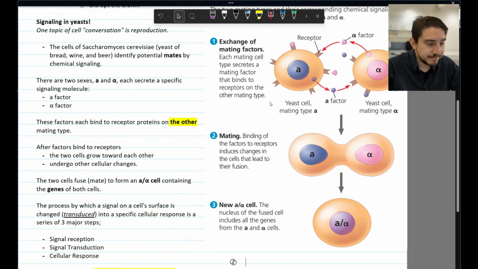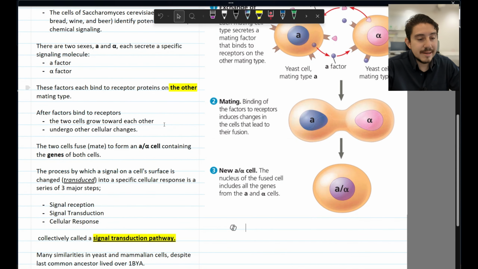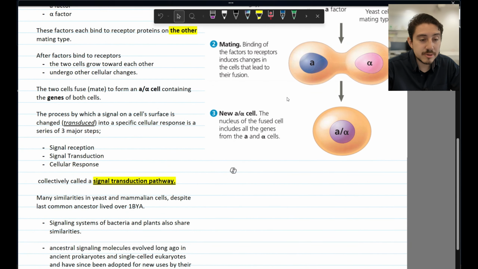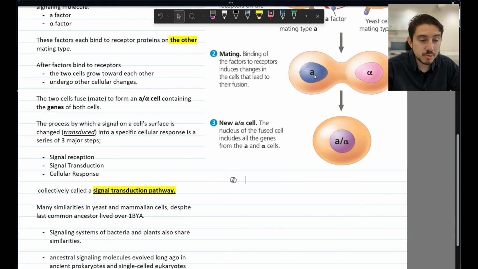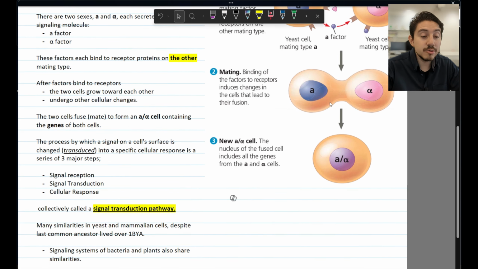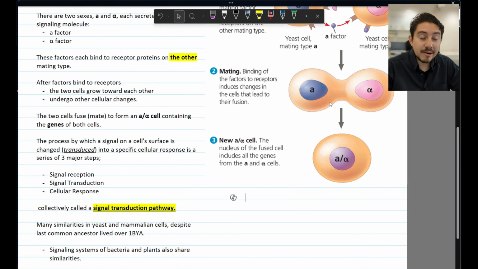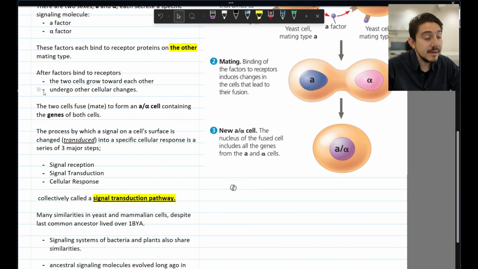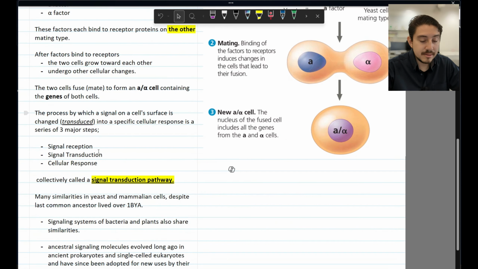So this enables the cells to bind with the opposite mating type, which ultimately will fuse together. Their cells will bind together and migrate together, and then you'll get a new variant of genetics from this A and alpha cell. Their nuclei will fuse, and now you have a new cell type. Okay. So again, the cells grow toward each other. They undergo cellular changes. They have their nuclei fused together, and then ultimately their genes are going to be from both cells.